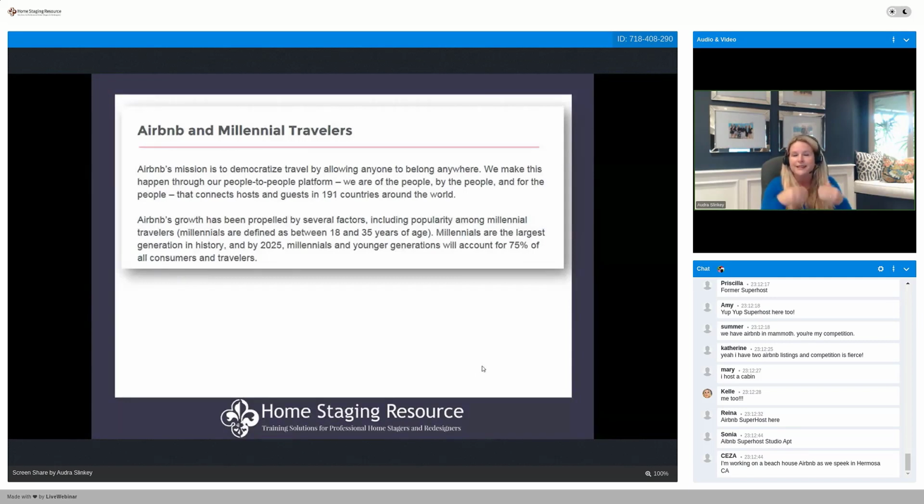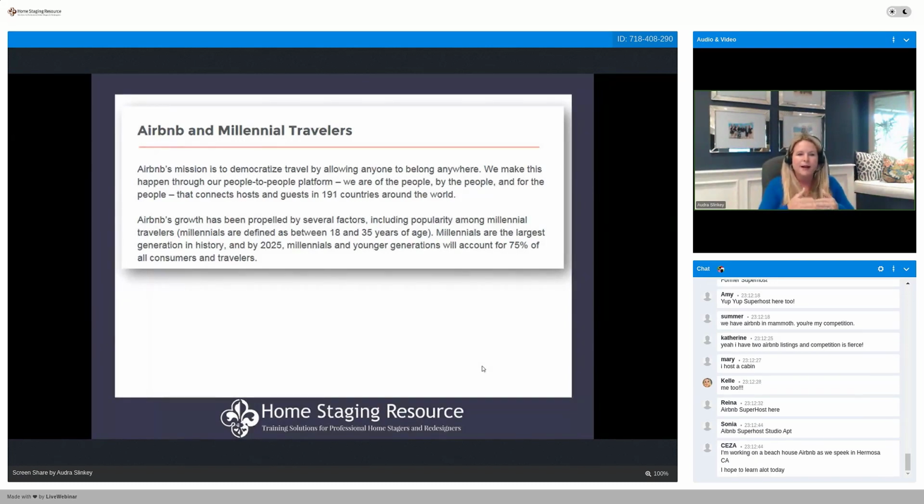But interestingly, and this is what excites me when you think of a high growth industry that you can become a part of, by 2025, the last sentence in this paragraph, millennials and the younger generations, the Gen Zs, those are my kiddos, and yes, they love Airbnbs, will account for 75% of all consumers and travelers.